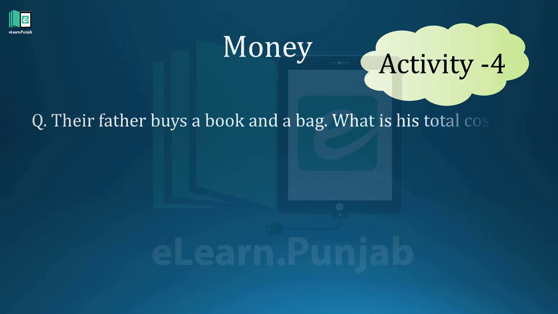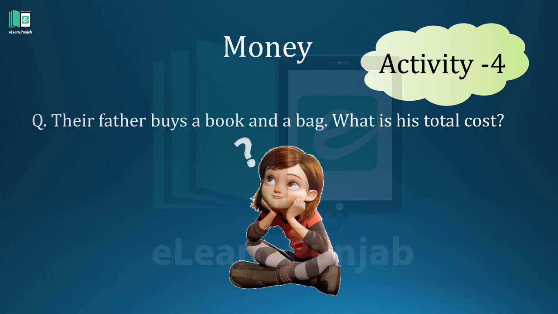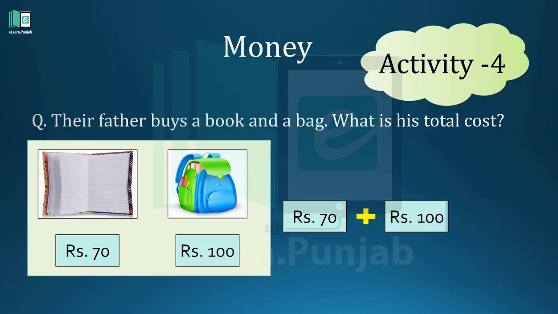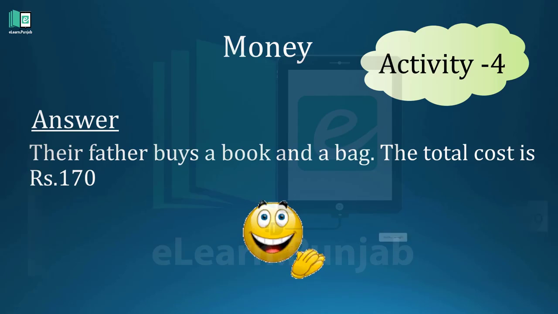And the last question is: their father buys a book and a bag. What is the total cost? Think about it. See the price of the book and bag in the picture. Calculate rupees 70 and 100, and write the calculation in your notebook. The total cost is rupees 170. Yes, you are right.